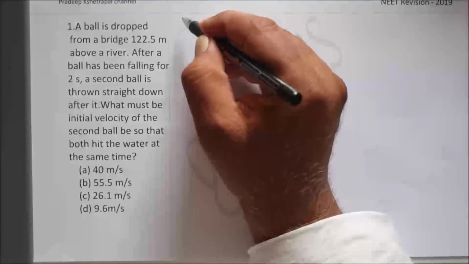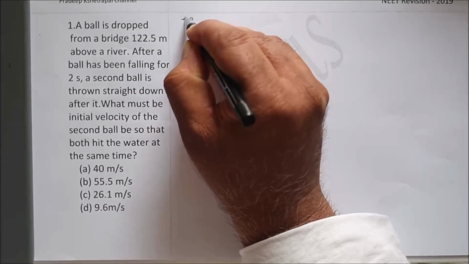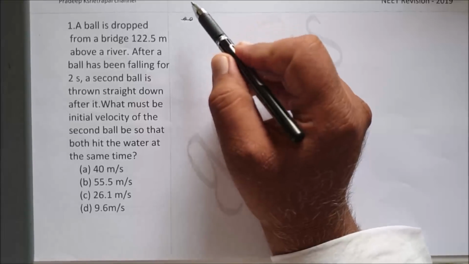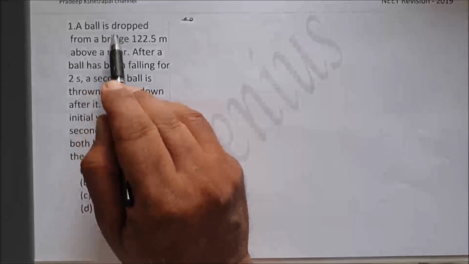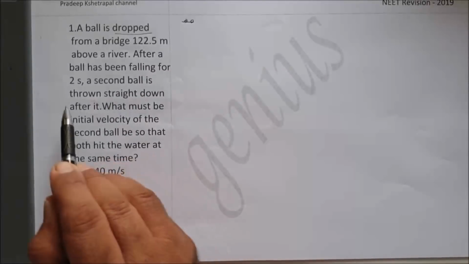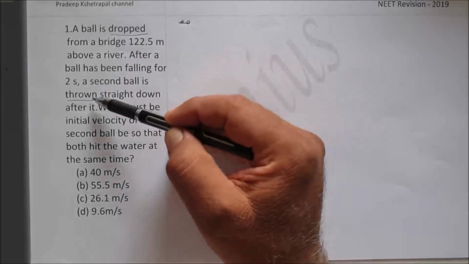And here is a bridge. On the bridge we are dropping two balls. One, when we drop, you see the words here. A ball is dropped, but the second ball is not dropped, it is thrown. What is the difference between dropped and thrown?